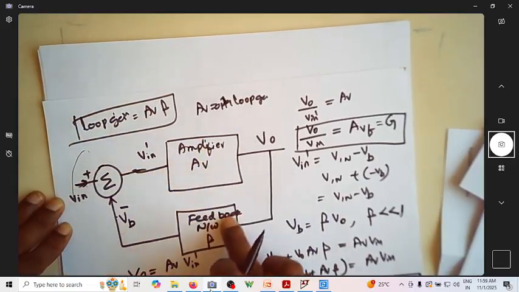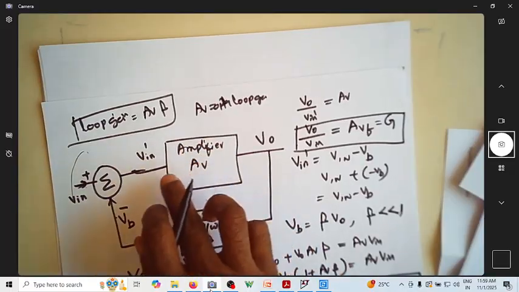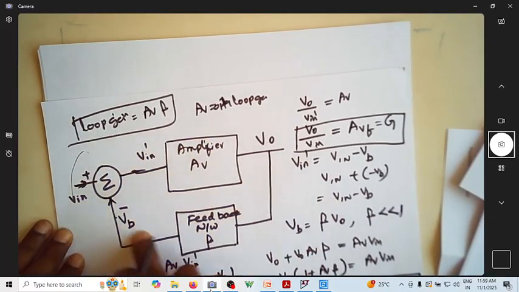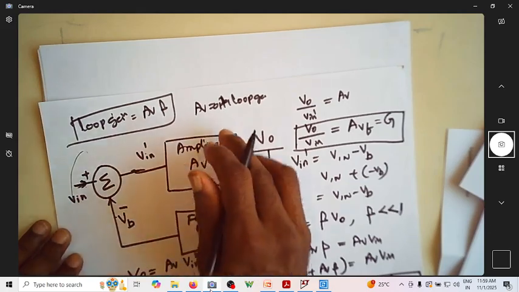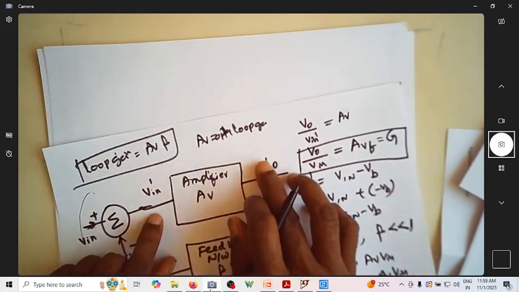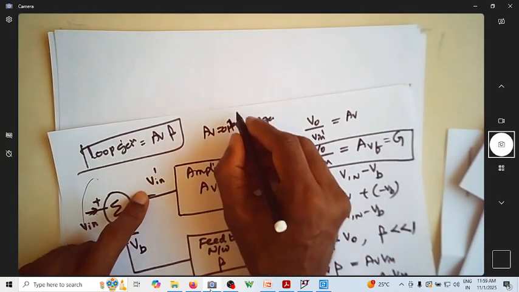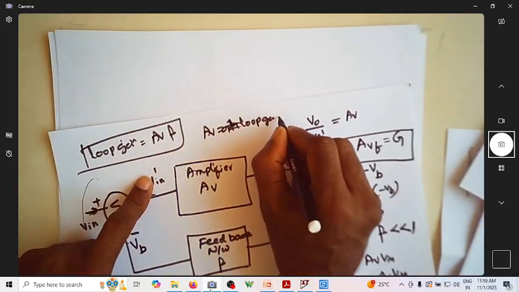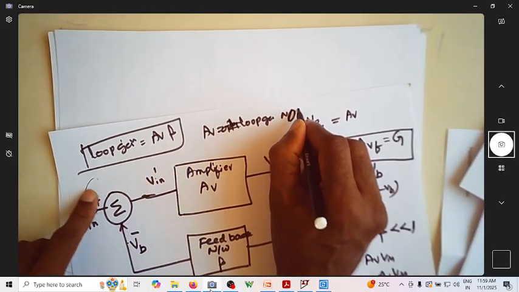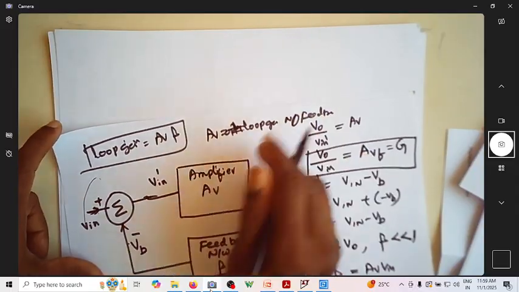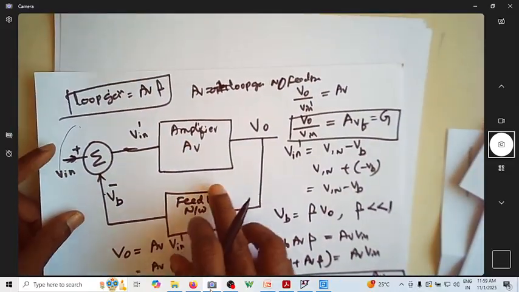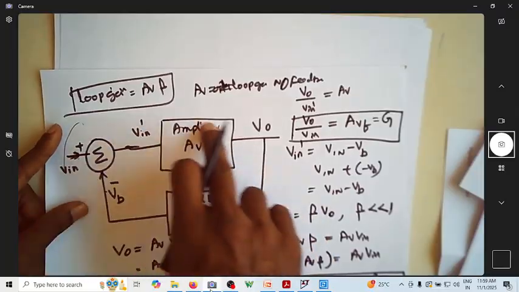So you have an entire loop. If you start from here and come back to the same point, you have this into this. This is the open loop gain of the amplifier. When you're not feeding back, the gain with no feedback is AV. And loop gain is when it is this.